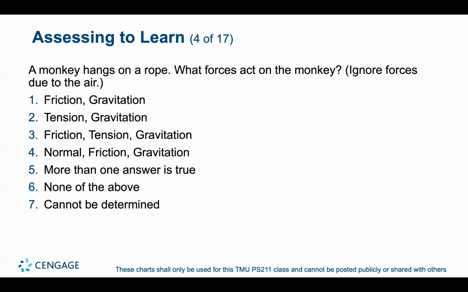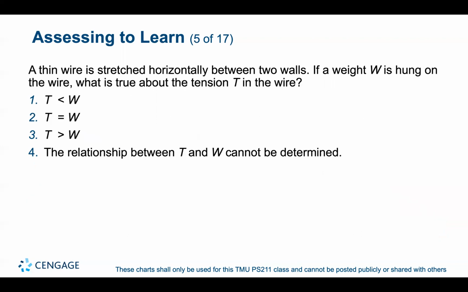The monkey hangs on a rope. What forces act on the monkey? You want to ignore forces due to the air. Possible answers are number 1 and number 2. A thin wire is stretched horizontally between 2 walls. If a weight W is hung on the wire, what is true about the tension T in the wire? The answer is T is greater than W.